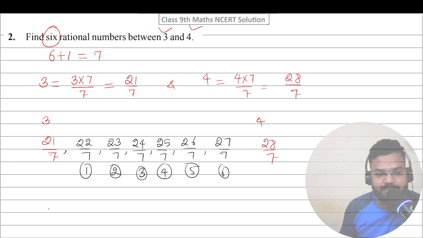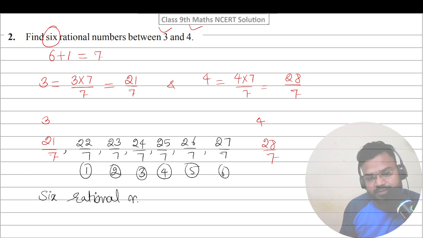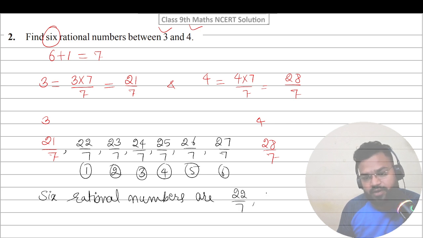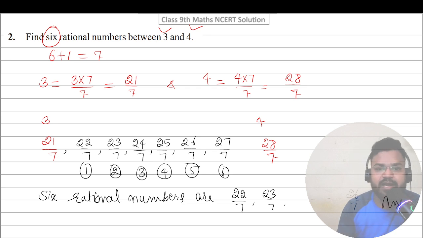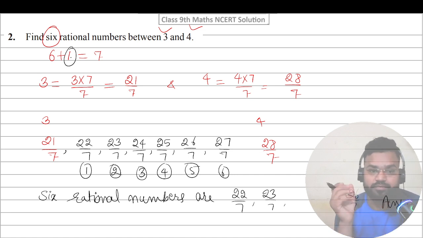So your answer will be: the 6 rational numbers are 22 by 7, 23 by 7, up to 26 by 7. And this will be your answer. Clear, everyone? Now remember one thing: always add 1 to whatever number of rational numbers you have to find, and write the given numbers with that number as the denominator.